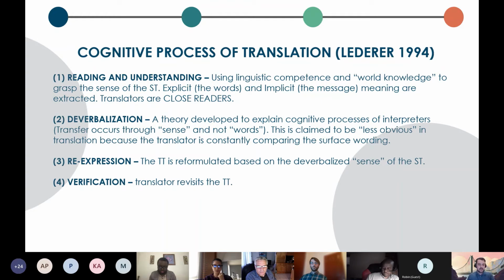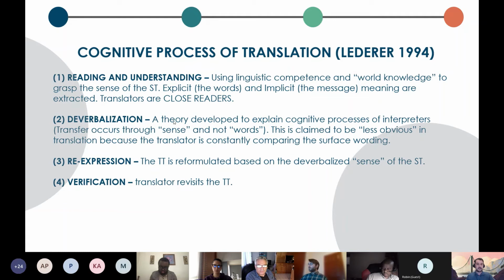Like I said, anybody who has been in that position, I'm not sure a lot of people here necessarily have, but maybe you have, even if informally, you're listening to what this person is saying. In your mind, you understand the message. You're not necessarily listening to the words. So that's when you're using your linguistic competence and knowledge to grasp the sense of the source text. So we're extracting the explicit and implicit meaning of the message.